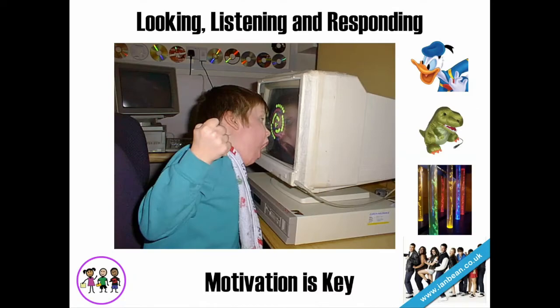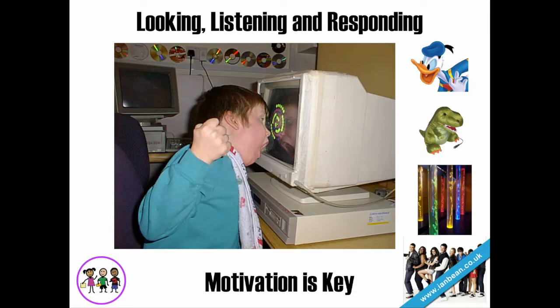Understanding what motivates a child to look and listen is incredibly important. Motivation really is key here, and our understanding of what the child finds interesting to look at and to listen to is really, really important, because that informs the kind of activities that we choose for them.